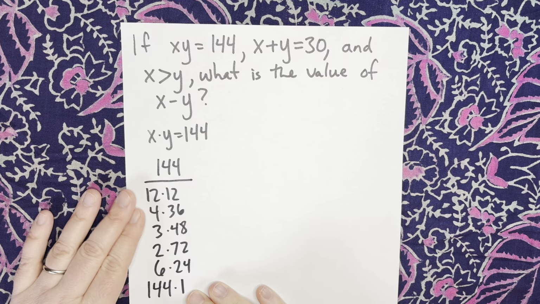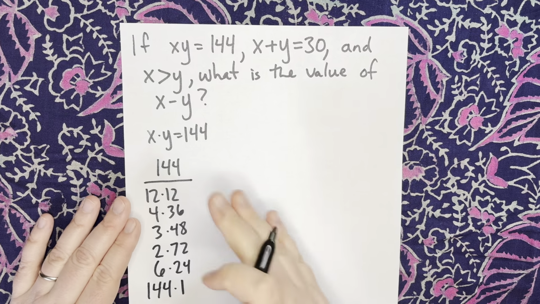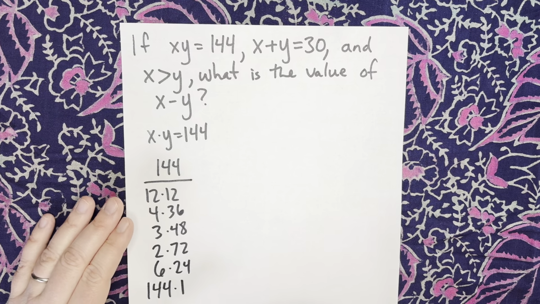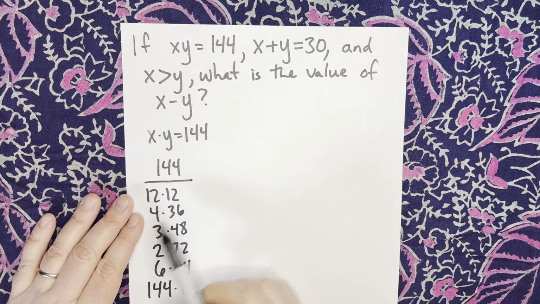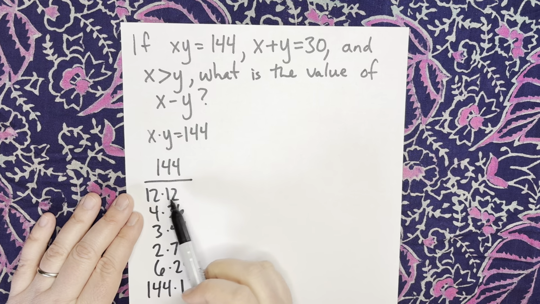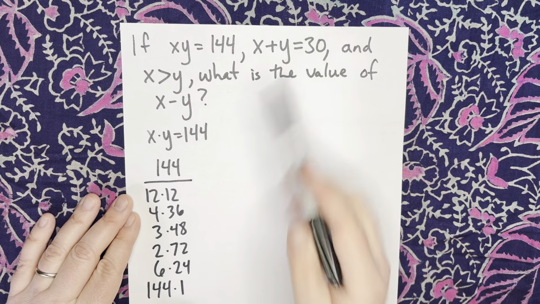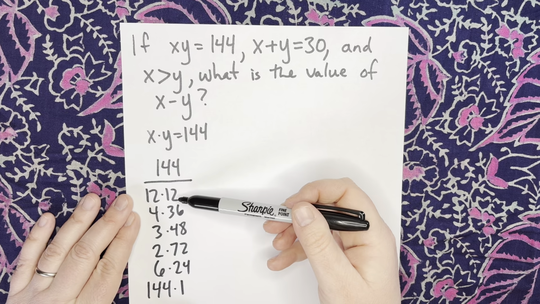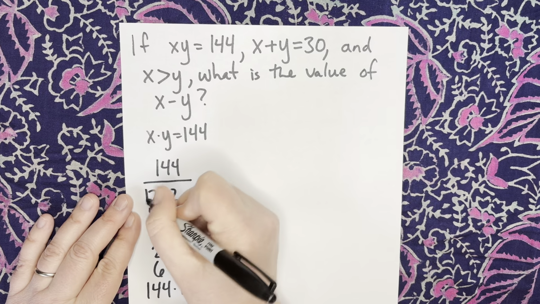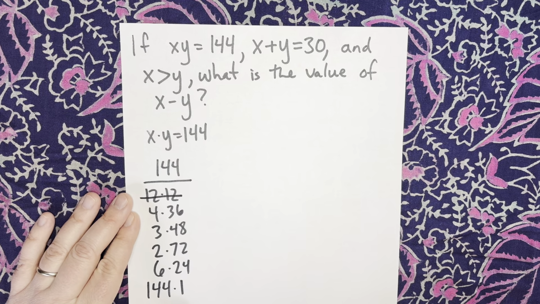So using this list, I'm kind of slowing down. I could keep going, but I'm looking for the two values that multiply to make 144. So here's some to choose from. And those same two values also need to add to make 30. So 12 plus 12 would make 24. So that's not the two values I'm looking for.